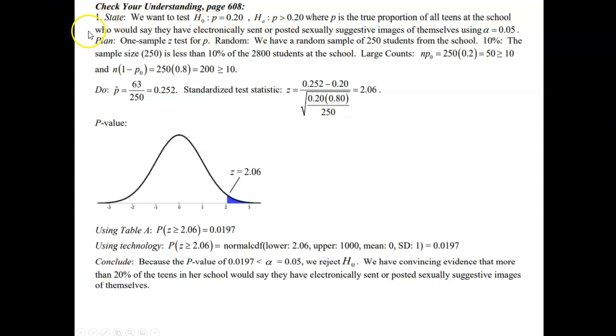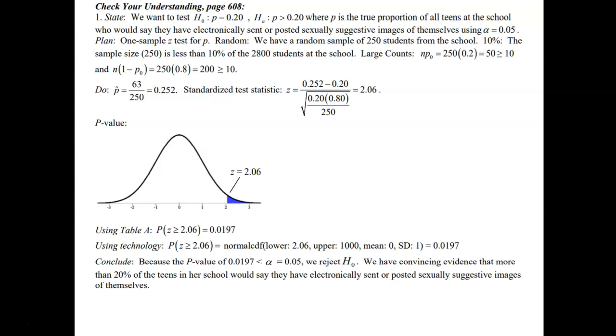This phrase right here, who would say, has to be in your answer. I know that seems really picky, but that's what you're testing and that's what you're claiming at the end of this. Because if you were to say something other than who would say, you're actually talking about a statistic and not a parameter.